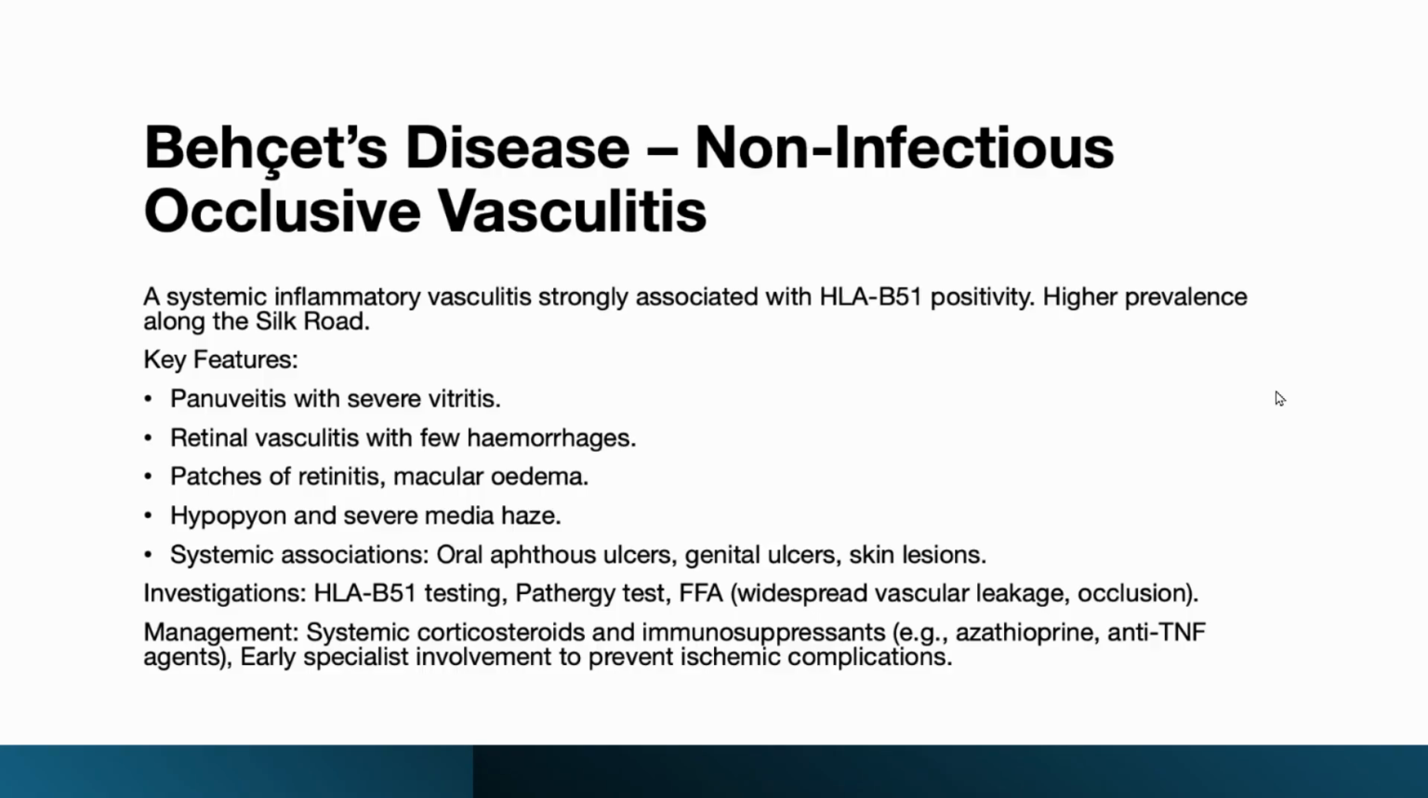Moving to non-infectious causes, Behçet's disease is a systemic inflammatory vasculitis strongly associated with HLA-B51 positivity. It is more prevalent in regions along the historic Silk Road, particularly in countries such as Turkey and Iran, where it has a higher incidence. Ocular involvement occurs in up to 70% of patients and is associated with a high risk of sight loss.